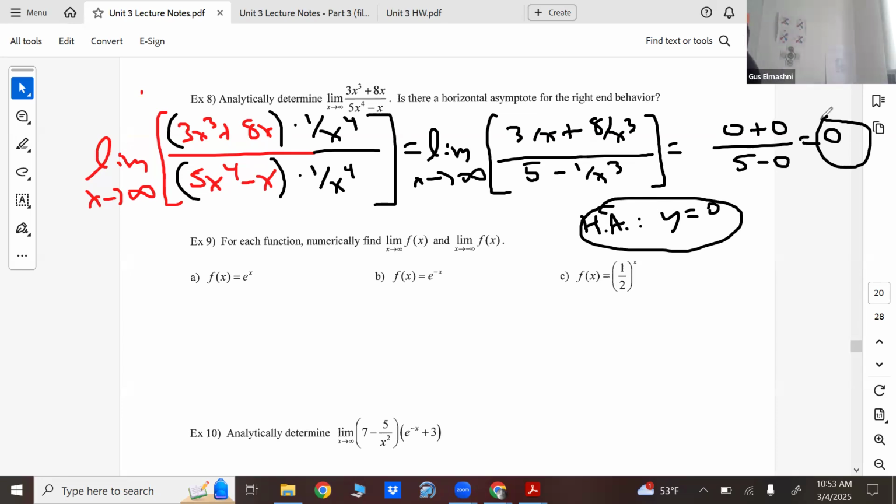Okay, so your answer should look like this. If you do it formally, choose the highest power among all the terms, both top and bottom, which is x⁴. Do the reciprocal, 1 over x⁴. Multiply top and bottom by it, clean it up, and you should get 3 over x squared, 5 over x cubed, and 5 minus 1 over x cubed. Each of these fractions goes towards 0 when x approaches infinity. So 0 plus 0 over 5 minus 0 is 0. So it's 0. And of course, that's a horizontal asymptote.